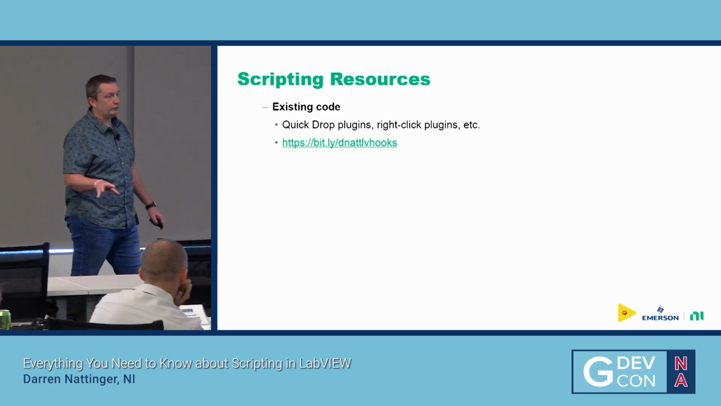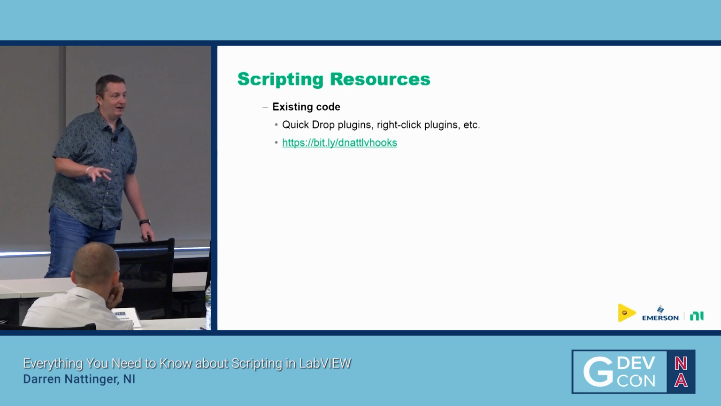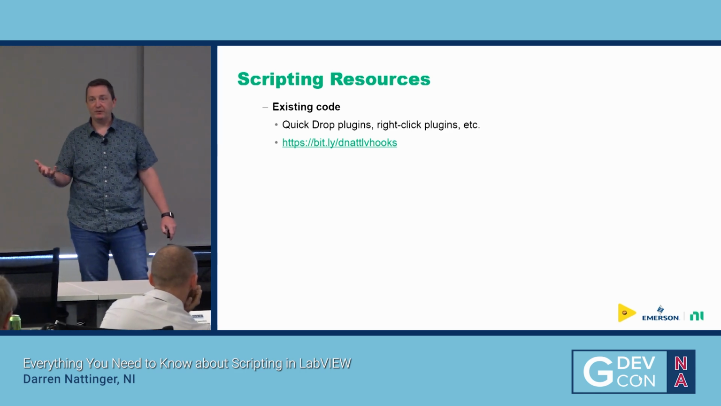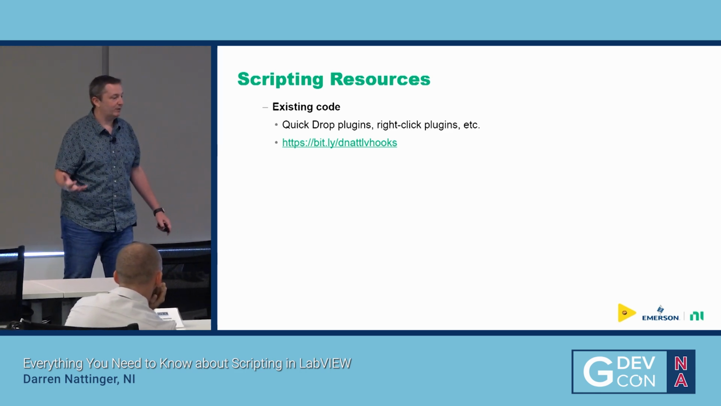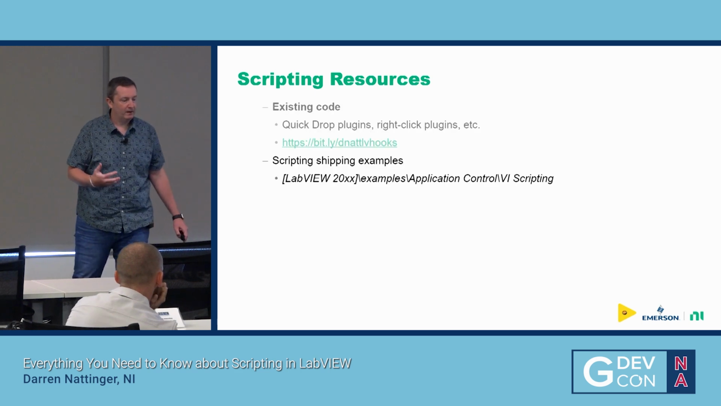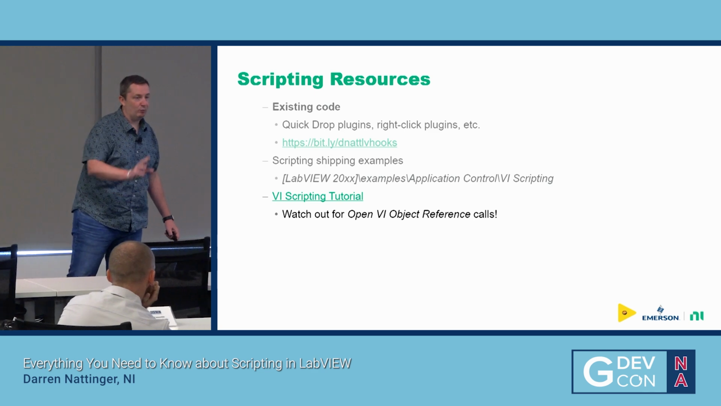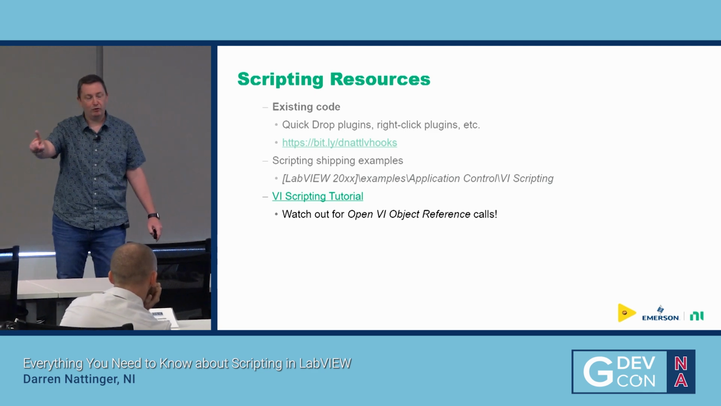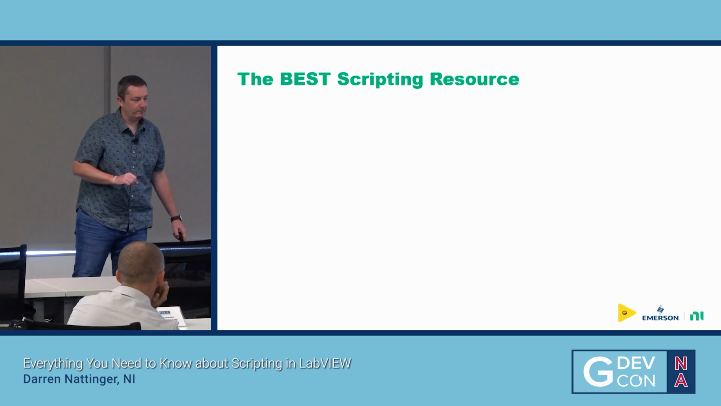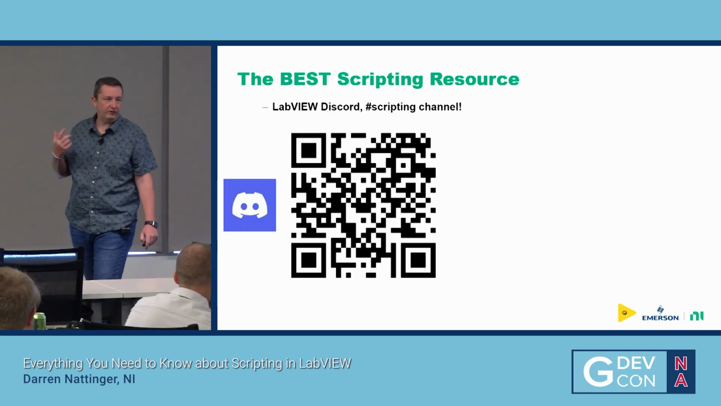My favorite scripting resource is existing code. So if you can find code like a quick drop plugin that does something similar to what you want to do, go check that out because you can open it up and take a look. There are shipping examples of scripting. There's a tutorial on ni.com. Watch out, the tutorial has OpenVI reference or OpenVI object reference functions. Ignore those. The best scripting resource is the LabVIEW Discord.